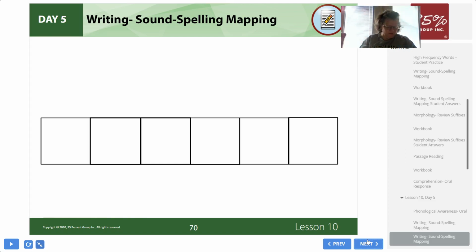I'm going to finger stretch friend. F, r, e, n, d. Friend. 5 sounds. How many boxes? 5. I place a dot in the lower right hand corner. 1, 2, 3, 4, 5. Watch me write the letter or letters that spell each sound. What is the first sound? What letter? F. What box? The first box.